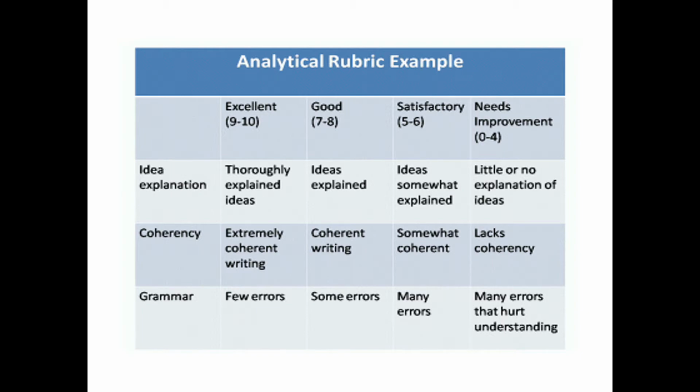Here you grade 9 to 10 if it is thoroughly explained, extremely coherent, or an excellent performance or excellent work. And 7 to 8 if it is just good, 5 to 6 if satisfactory, or 0 to 4 if it needs improvement. So here in the analytic rubric, it is more detailed, and there is a basis, so you can really see the strengths and weaknesses in the analytic rubric. So that's it for holistic and analytic rubrics.